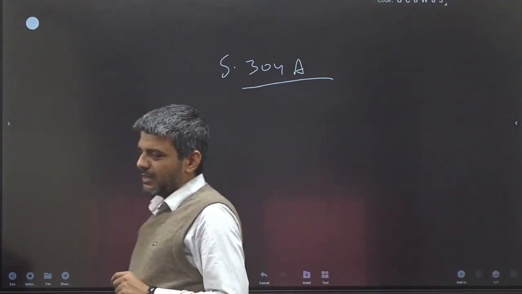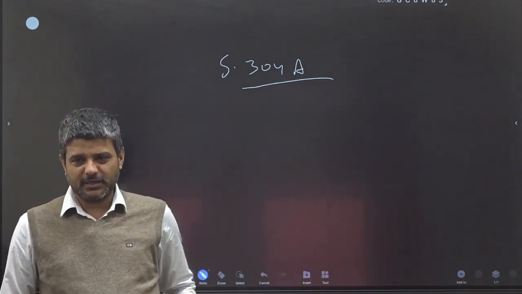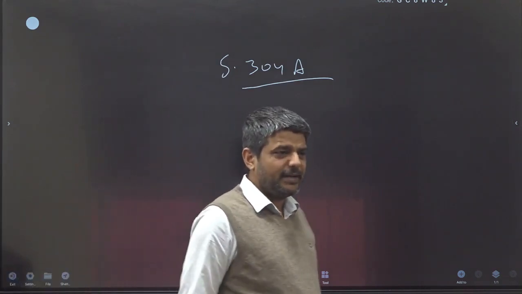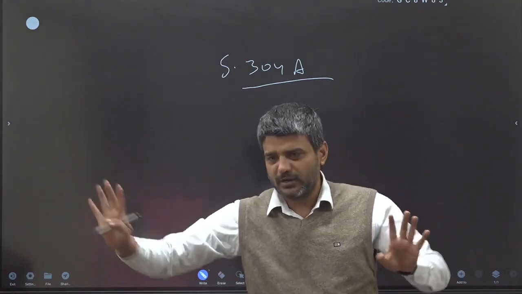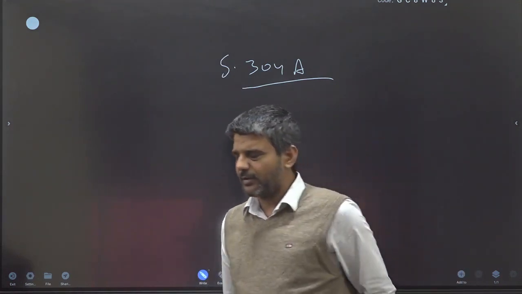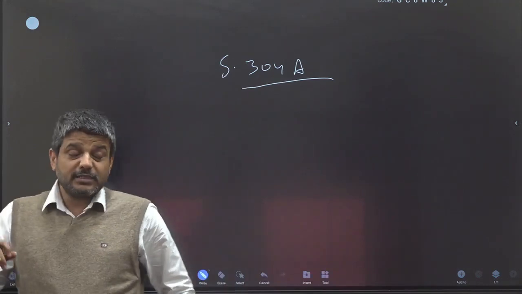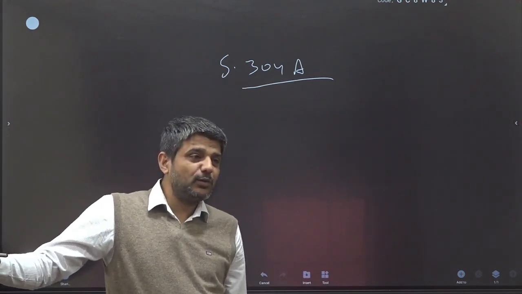304A says, if death is not culpable homicide, not culpable homicide, meaning it is neither murder, nor culpable homicide not amounting to murder. So if death is not a culpable homicide, that is the genus of the culpable homicide, then is committed by a rash or negligent act, the person shall be punished only for 2 years.